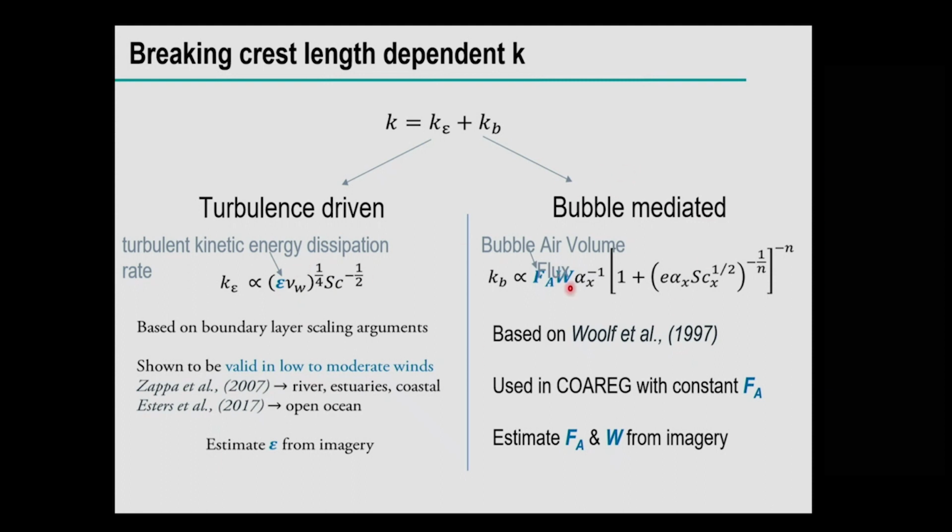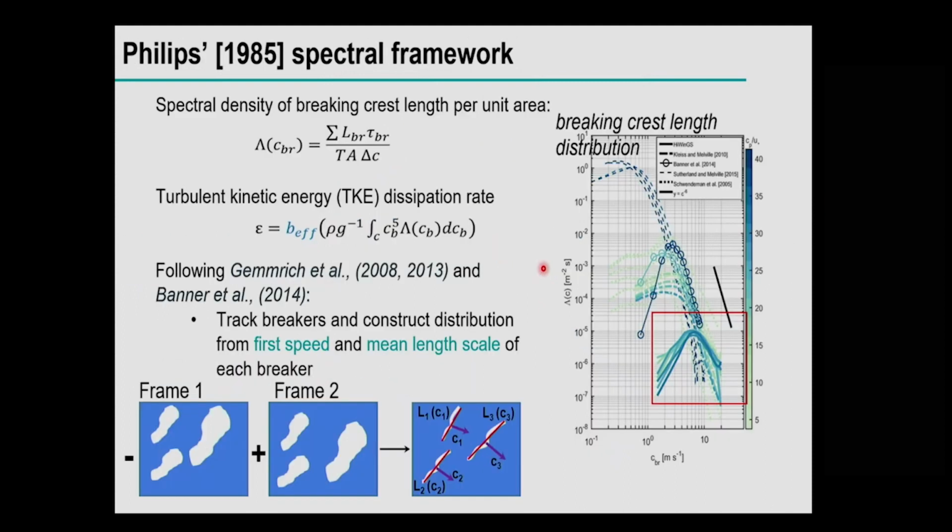And in the bubble part, I just stayed with the same formulation that we had in the core algorithm, where we have the whitecap dependence, but we also have a dependence on this parameter, the bubble air volume flux, which is taken as a constant mostly because we don't have that many measurements. But as I'll show you, there have been some developments where we can express it as a function of this breaking crest length distribution.